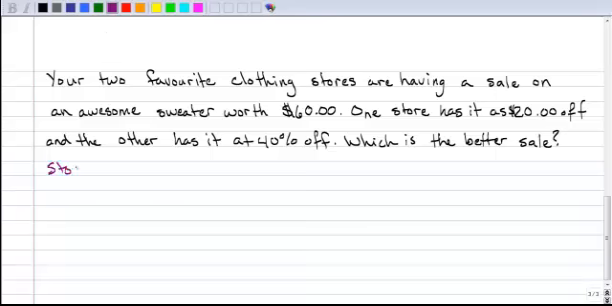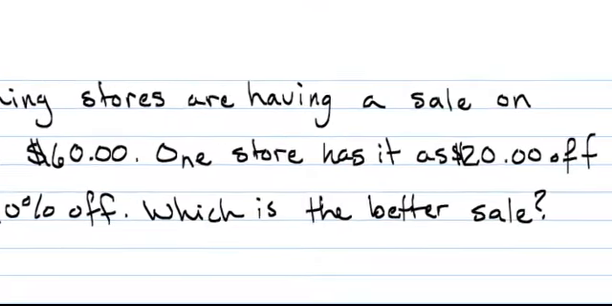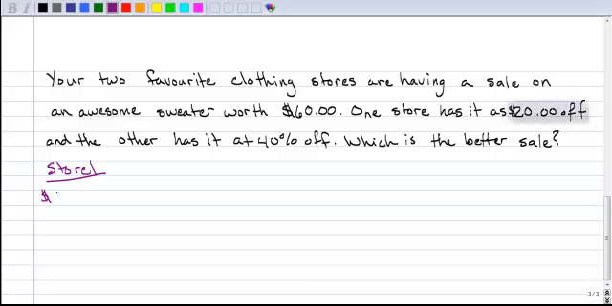So let's take a look at store number 1, which has it at $20 off. So the retail price of the sweater is $60. We're going to subtract from this $20. And as you might have expected, the price of the sweater becomes $40. Now what about store number 2?